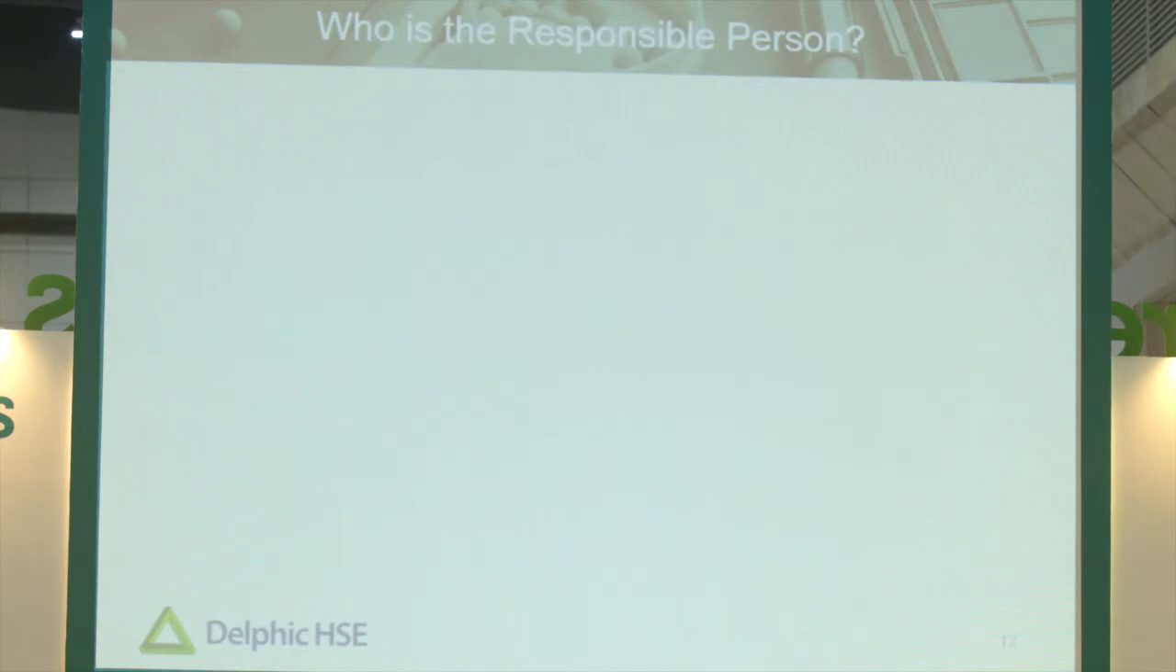Again, another question: who is the RP? Article 4 in the Cosmetic Regulation says that only cosmetic products for which a natural or legal person within the EU is designated as the responsible person can be placed on the EU market. From this statement, two points are clear. First, the RP has the legal responsibility for the safety and compliance of cosmetics in the EU. Second, the RP must be based in Europe.